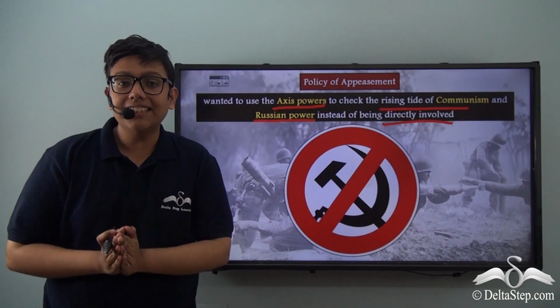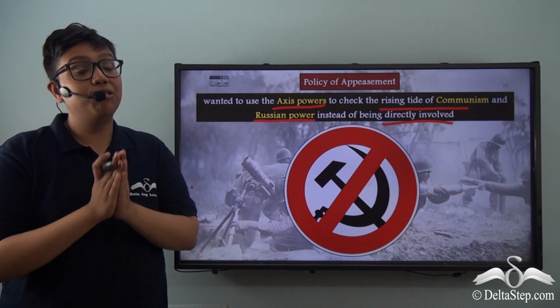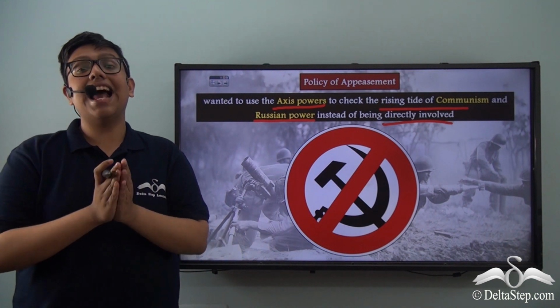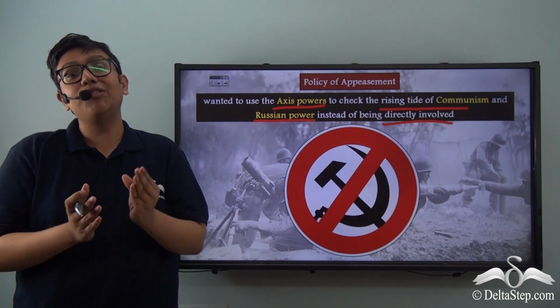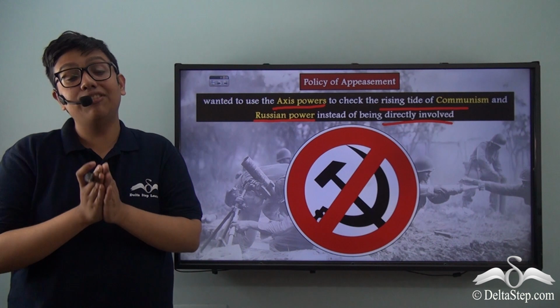So we understand the true intention of the policy of appeasement. It was a way to resist the rising power of communism, and by that they let the Axis powers continue with their expansions, as they considered communism to be a greater threat and thought that they could easily control the Axis powers if they ever become a threat.